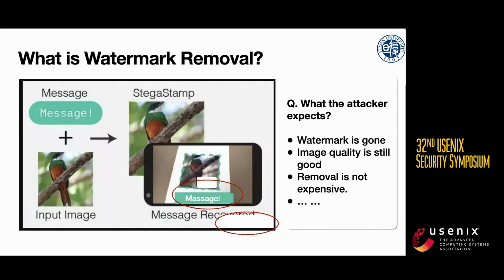In such an attack, the attacker modifies the content, such as the image here, to make sure the watermark is gone, while the image quality remains good. Meanwhile, he or she needs to reduce the cost of the removal attack. Otherwise, he or she may rather just buy a camera and learn photography him or herself, right?